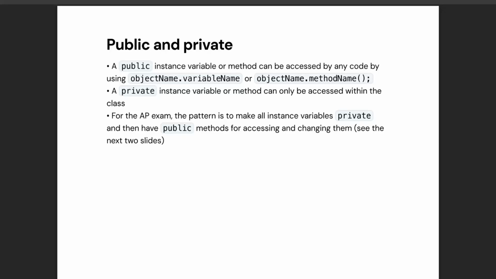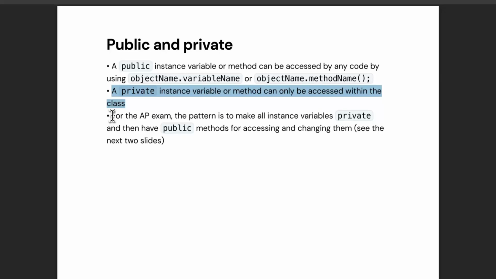So here's the difference between public and private. Again, the reason that we're doing this video is to get more of a deep dive. A public instance variable can be accessed by object name.variable name, and a method that's public can be accessed by doing the object name.method name with the parentheses when you call it. A private instance variable or method can only be accessed within the class.